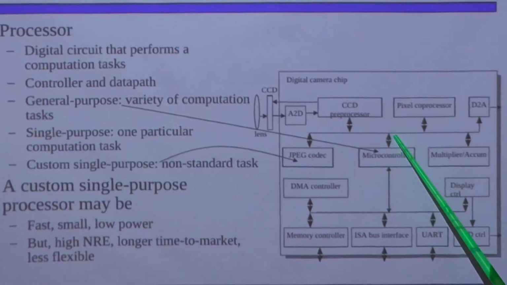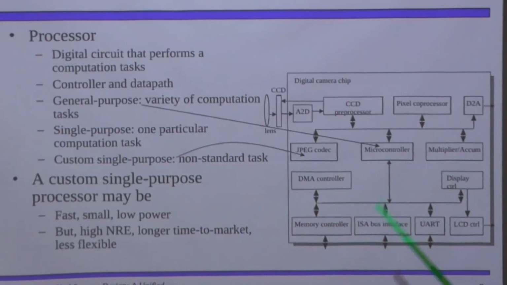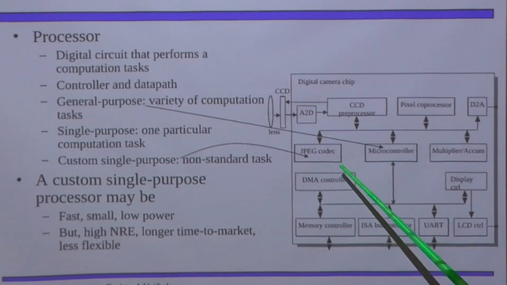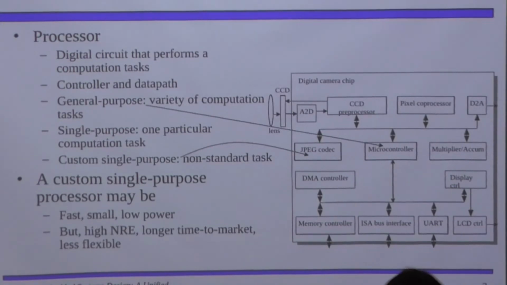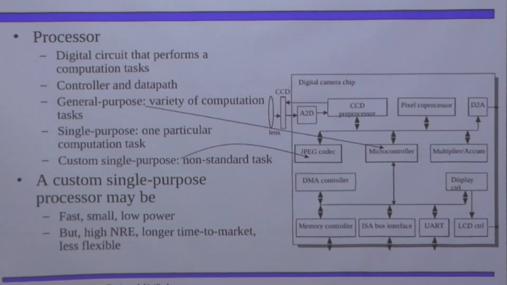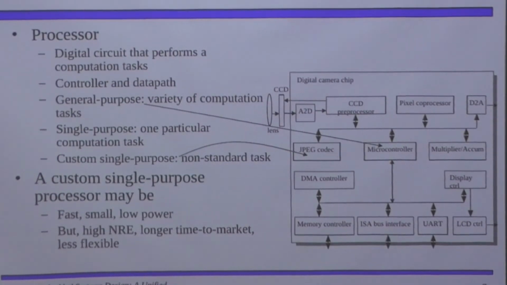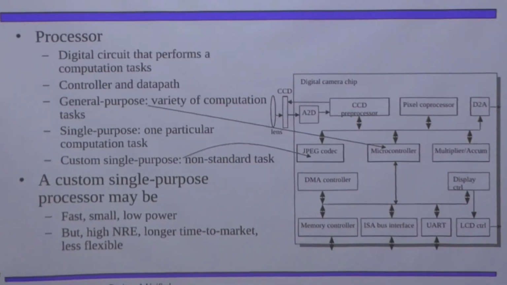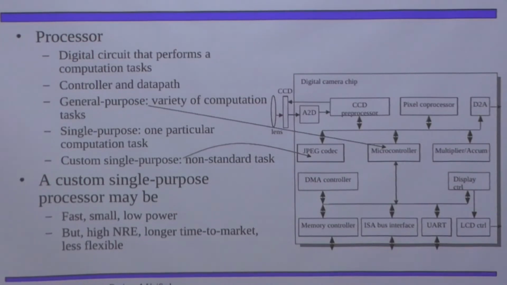In addition to the general purpose processor, this digital camera chip also has what we might call a number of coprocessors, one of which is a JPEG codec, right? So, in order to encode JPEG images, that's one task, right? That doesn't require general purpose programming capability, right? All you have to do is produce JPEGs.